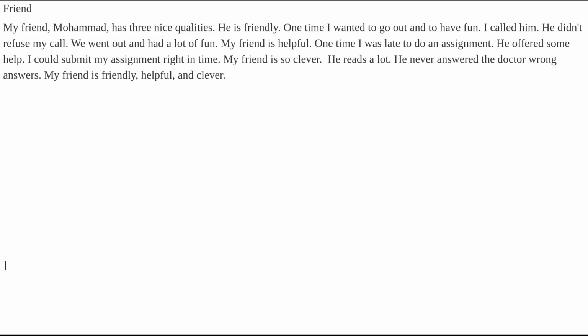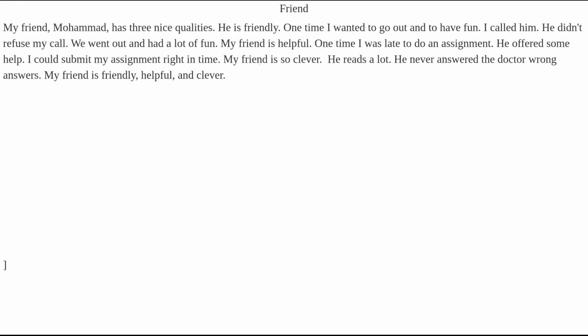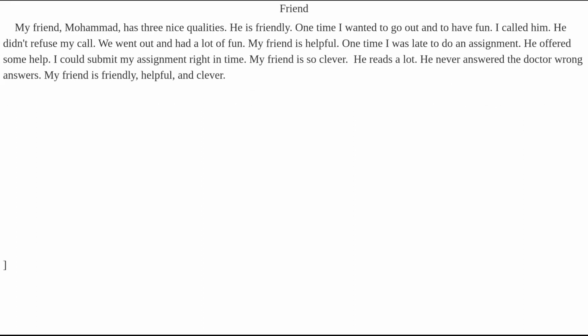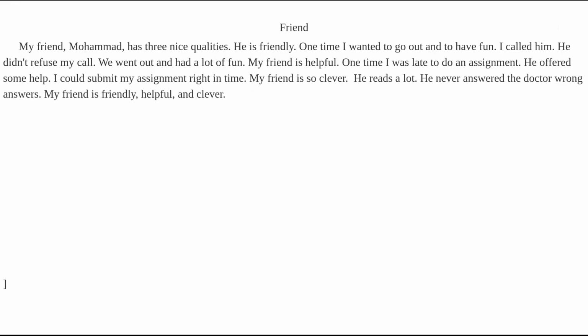Okay, as we said before, the title must be centered. Here we must have some indent. Okay, here is the indent. And we will write our names. What is my name?